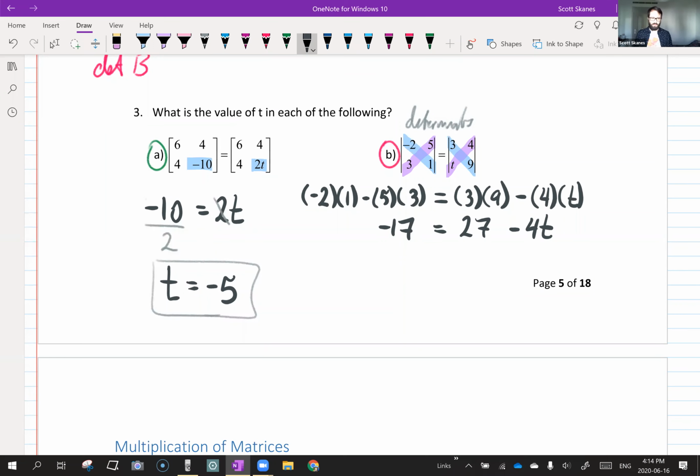So I'm looking at my old notes. Yeah, I multiplied 3 by 9. I got 18. I messed that up. That's my mistake. So we solve this. Bring the 17 over to the other side. And negative 44, yeah, we're going to get 11.